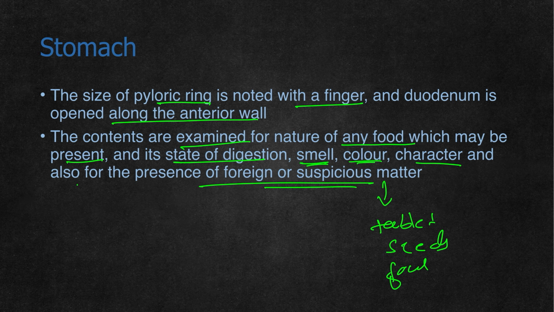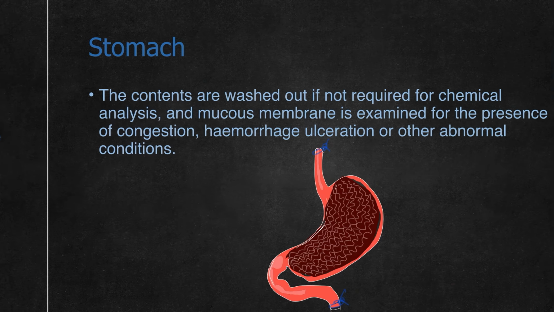The state of digestion helps in estimating time since death, based on how much time has passed since the person's last meal. If that is known, time since death can be predicted from the state of digestion. Smell can help in determining the type of poisoning. Color and character are also helpful, and all of this has to be noted.